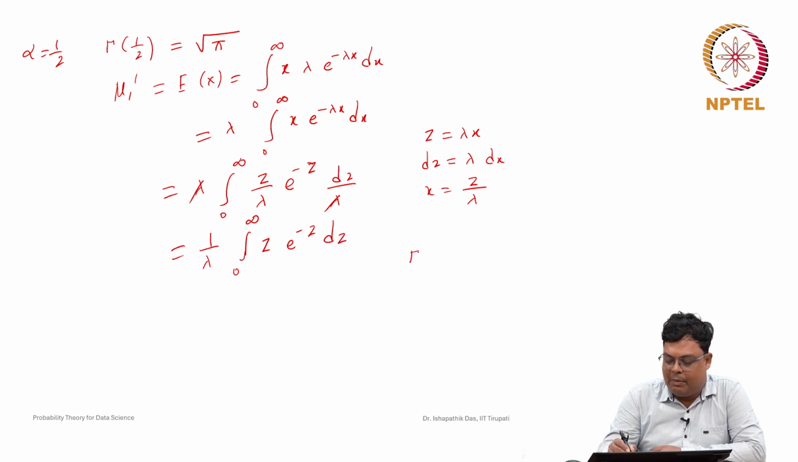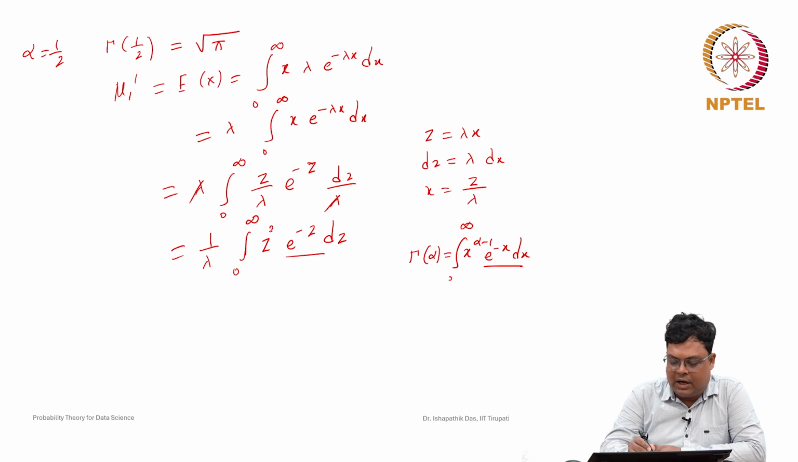Remember that the gamma alpha function is represented as the integral from 0 to infinity of x to the power alpha minus 1 e to the power of minus x dx. Here it looks very much the same, but here the power of z is 1, so we have to represent it as something minus 1.